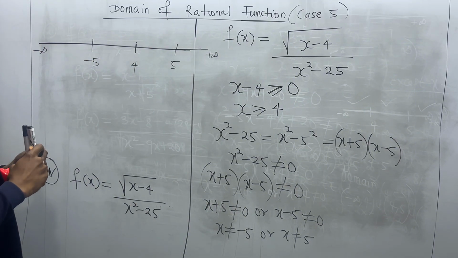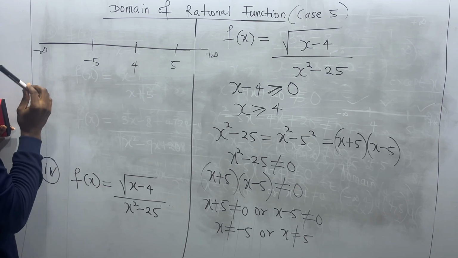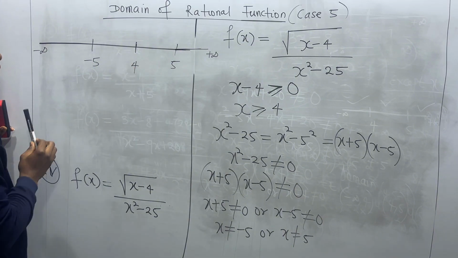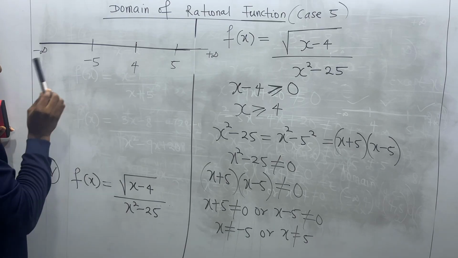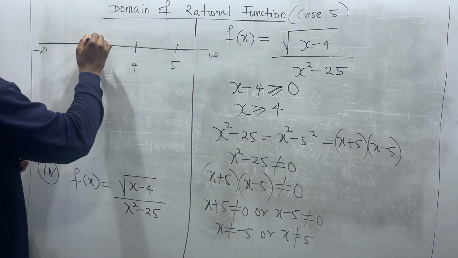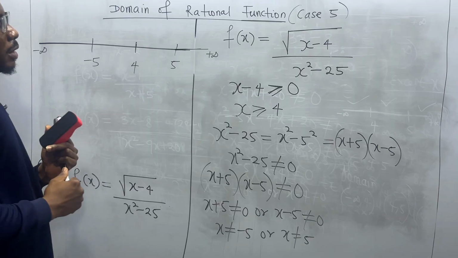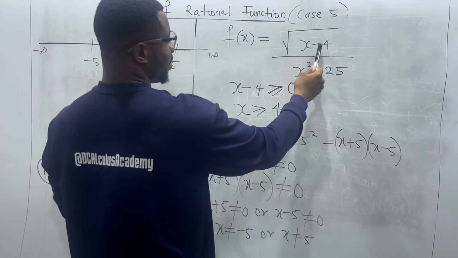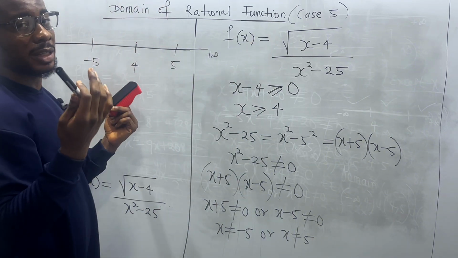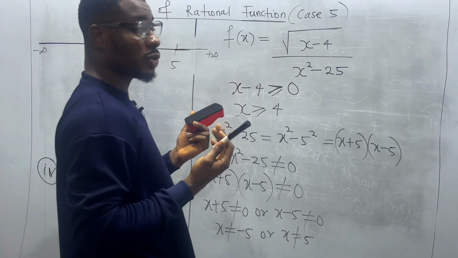So now let's see if we pick a number between minus 5 and minus infinity, is the function still going to be defined? Let's see. If we pick minus 5, is this function going to be defined? Now if I put minus 5 here, minus 5 minus 4, there's a negative here. Already, the function cannot be defined because minus 5 minus 4 gives us minus 9. The square root of minus 9 is undefined. So that rules it out.